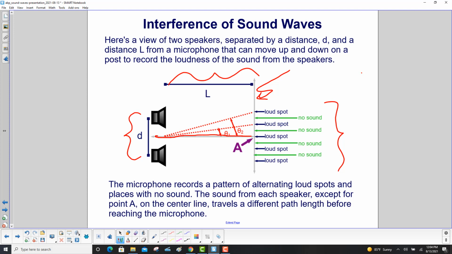Along this line, hopefully you can see the sound, both of them will have the same path length, so that will be constructive interference. So you have a loud spot right in the middle. And then, at this point here, the sound is going to come that distance, here it's going to go a longer distance. So you're going to get different types of interference depending on the path length differences. It'll either be constructive or destructive.